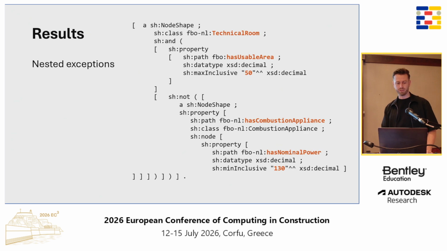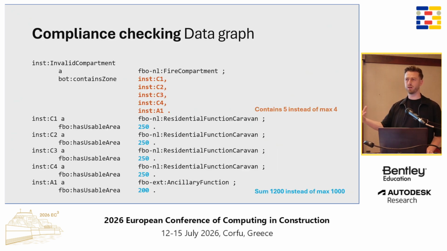And what we did to evaluate is we had data graphs. So BIM information, but in a graph-based format that we made manually, and we manually made some errors based on the regulation. So this thing contains 5 zones, but the regulation says that it should only contain 4. The sum of the areas is 1200, while the regulation says it can only be 1000. And then we ran this generated SHACL shape in a SHACL validator to see whether it would actually track those.